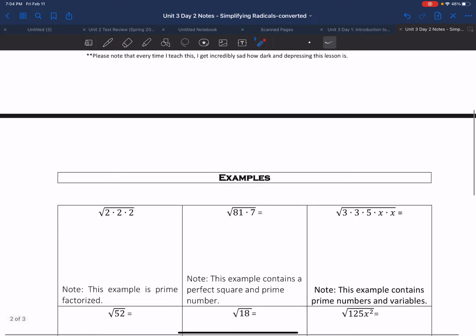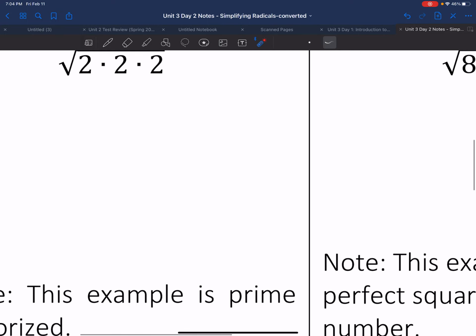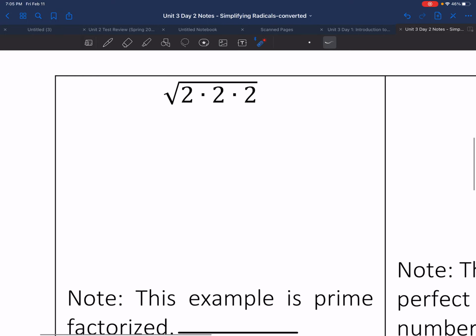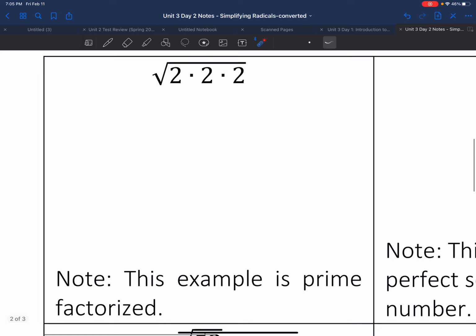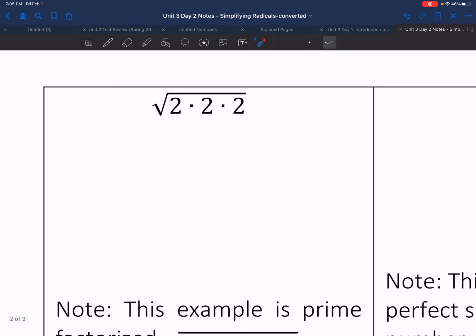All right, let's do the buddy system again. Not really a buddy system. It's pretty fake, but okay. We have the square root of 2 times 2 times 2. This example is already factorized, so I'm going to go ahead and pair up the numbers that are the same. A pair means 2, so I'm going to use the color red. I see that there's a pair of 2s. One of them is going to go outside and the other one's going to get eliminated.